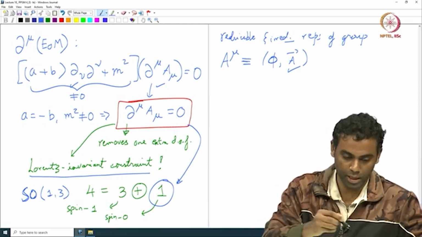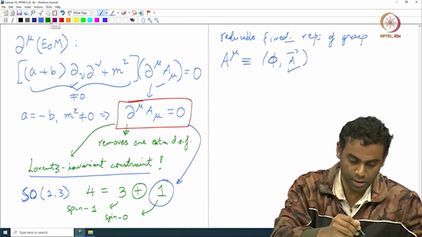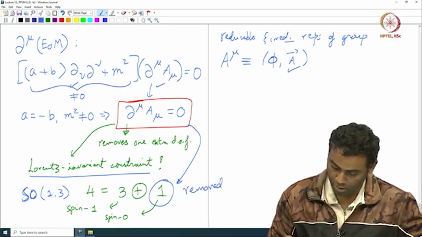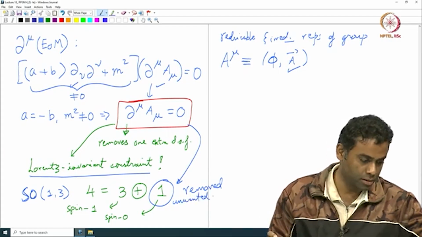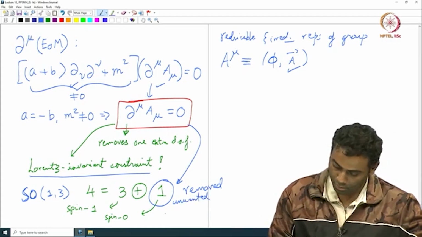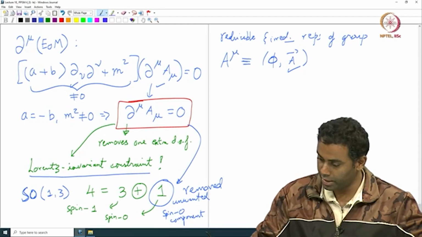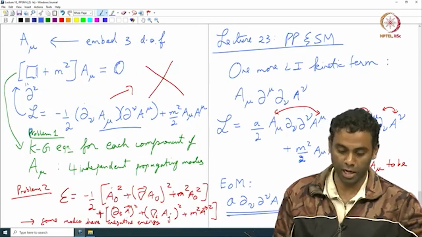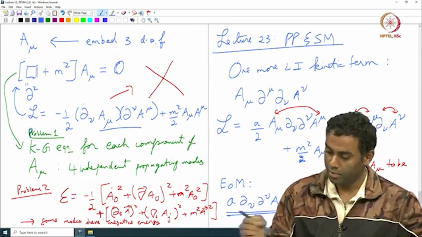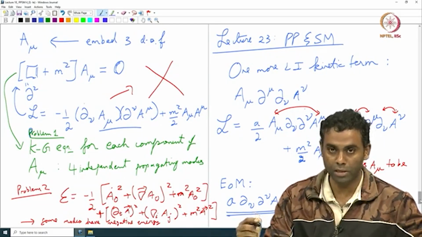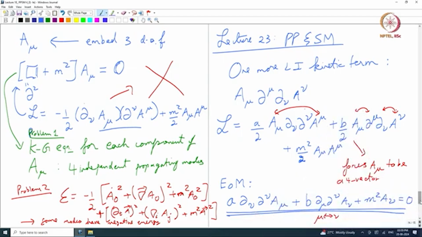Okay, so I will just write that down explicitly. Removed unwanted spin 0 component. Remember that in our earlier treatment, this was kind of the problem we had, right. We ended up with, although we wrote this down as a 4 vector, it was actually secretly 4 different scalars, right.